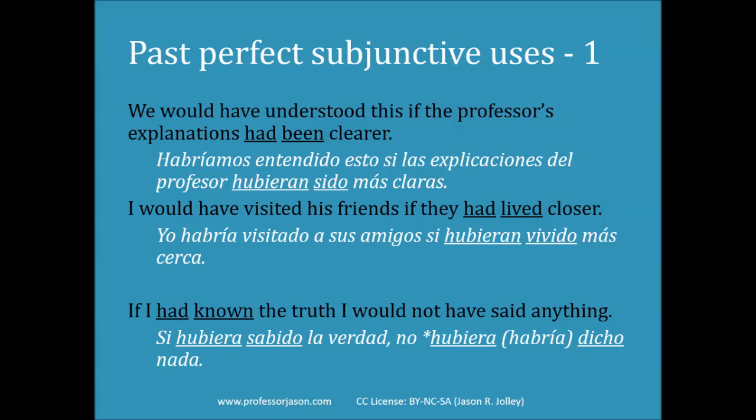Another example of sort of this flipped clause order. I would have visited his friends. That's the conditional perfect. Habría visitado. I would have visited his friends if, remember the subjunctive comes after the if, they had lived closer, which they didn't. Yo habría visitado a sus amigos si hubieran vivido más cerca. So I could flip that back to sort of maybe the more frequent order, right? And said something like, si sus amigos hubieran vivido más cerca, yo los habría visitado.